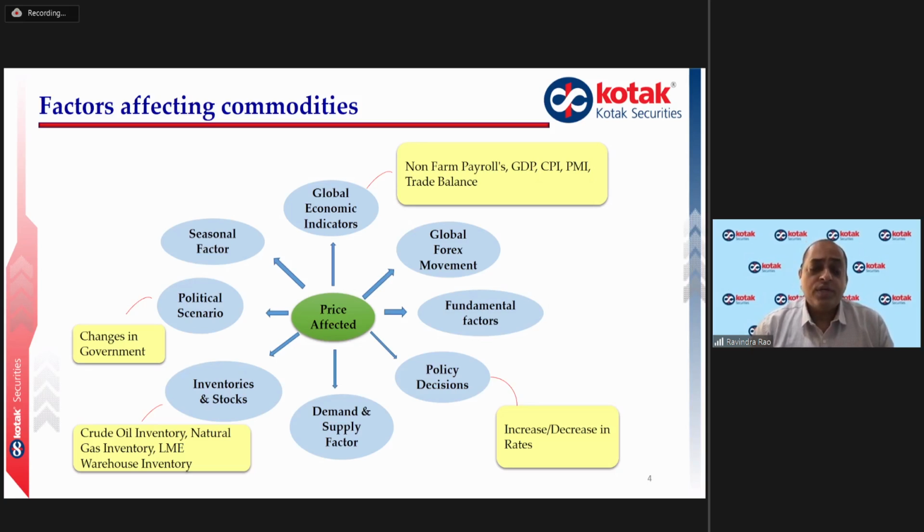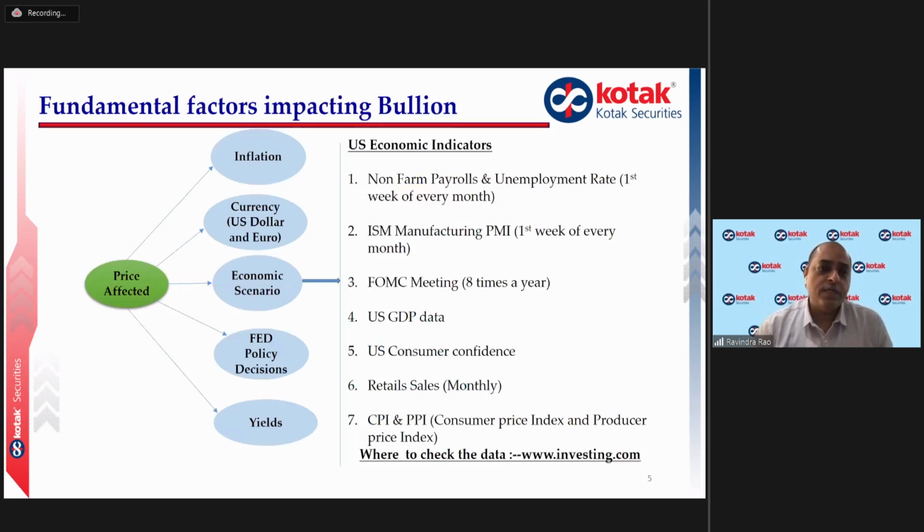Political scenario, as I mentioned: any political change in bigger economies impacts commodity prices. And then we have the seasonal factor. Seasonal factor is like every commodity has a cycle. For example, in the case of agricultural commodities, there is a crop cycle. Whenever the new crop comes, arrivals come, the prices come down because of the supply. But if the arrivals are low, if the crop is low, then the price might go up. So all these factors need to be taken care of when one trades in commodities.